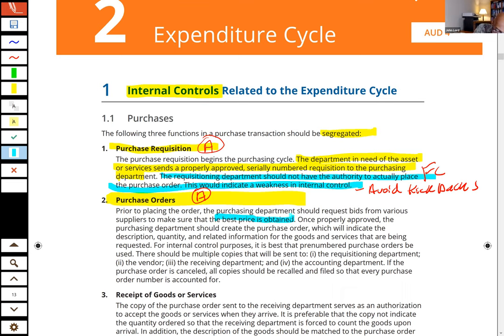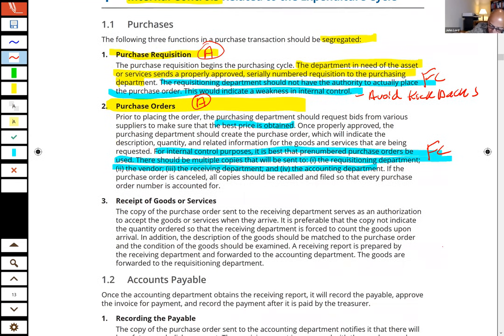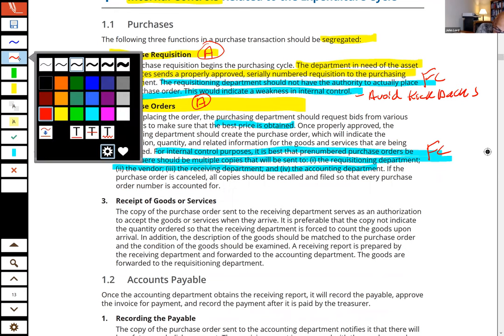Okay. So for internal control purposes, and I do want you to flashcard this, it is best that we prepare four copies of the purchase order, okay? One will go back to the requisitioning department. Another will go to our receiving department so they know that this stuff is going to be coming in. Another will go to the accounting department because they are going to need to know that they're going to have to make payable. And the other one, of course, has to go to the vendor so they know to send us the stuff.